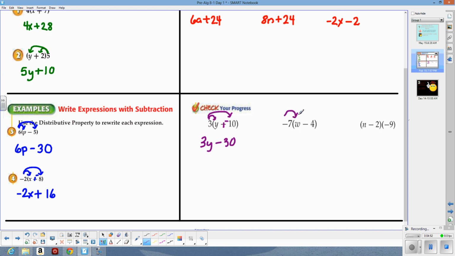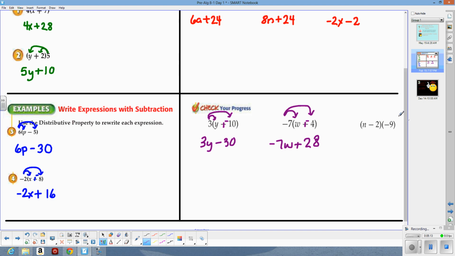Negative 7 times w is negative 7w. And this is like a negative 4. So negative 7 times negative 4 is positive 28 because a negative times a negative is positive. And since it's positive, we're going to go ahead and write plus 28.